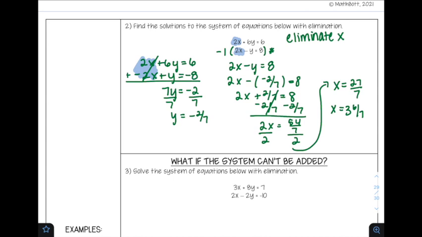So here our solution would be x, which is 3 6/7, comma, negative 2/7. You could have also written the solution as 27/7, comma, negative 2/7 also. These would have been equivalent solutions.